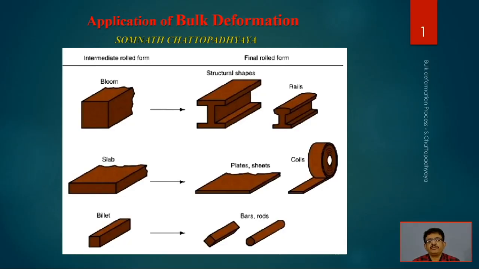Application of bulk deformation is quite widespread. As from the title slide, one can find that the main inputs are the bloom, the slab, and the billet, and those are fed into these metal forming processes. On the basis of that, the different components, products, channels and structural elements are manufactured in extensive numbers for different kinds of applications.